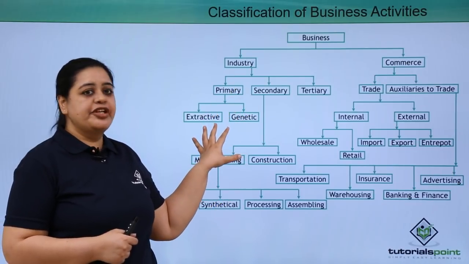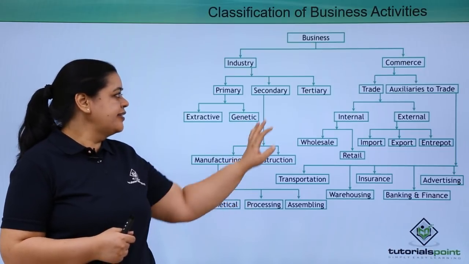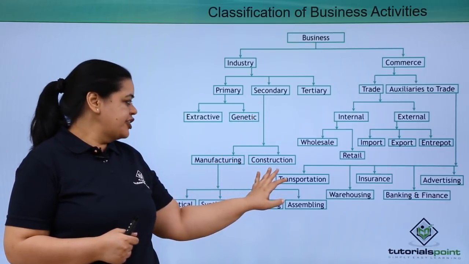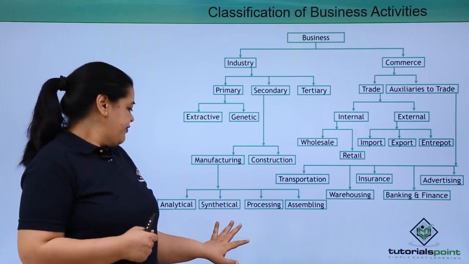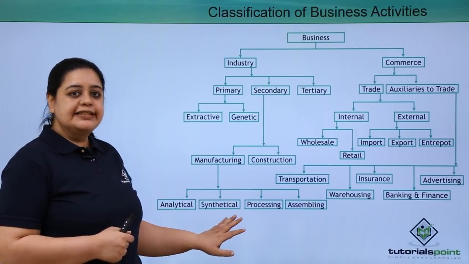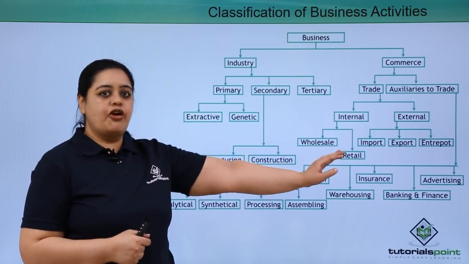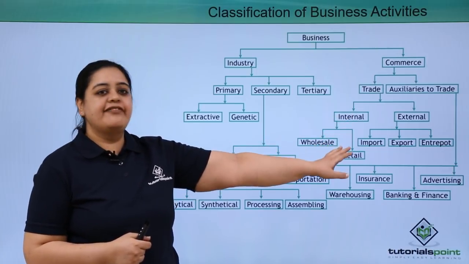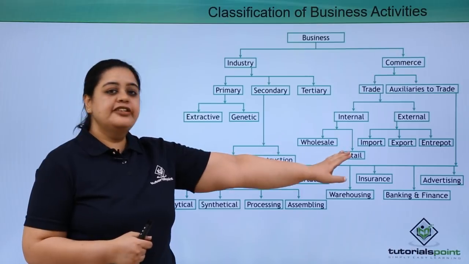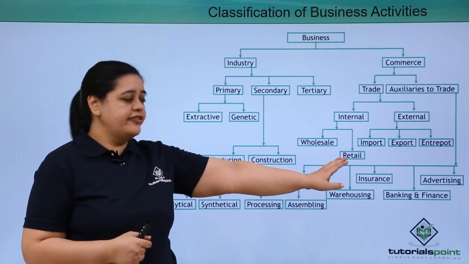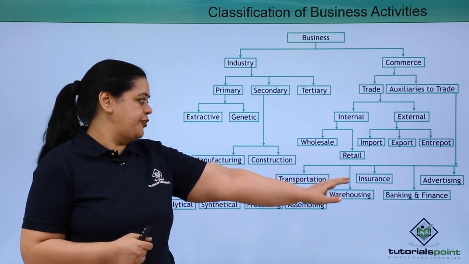Again, under primary we have the extractive and the genetic industry. Then in secondary we have the manufacturing and the construction industry. Under manufacturing we have the analytical, synthetic, processing and assembling. Moving to commerce, under trade we have the internal and the external trade. Internal is further divided into wholesale and retail. External deals with import, export and entrepot.